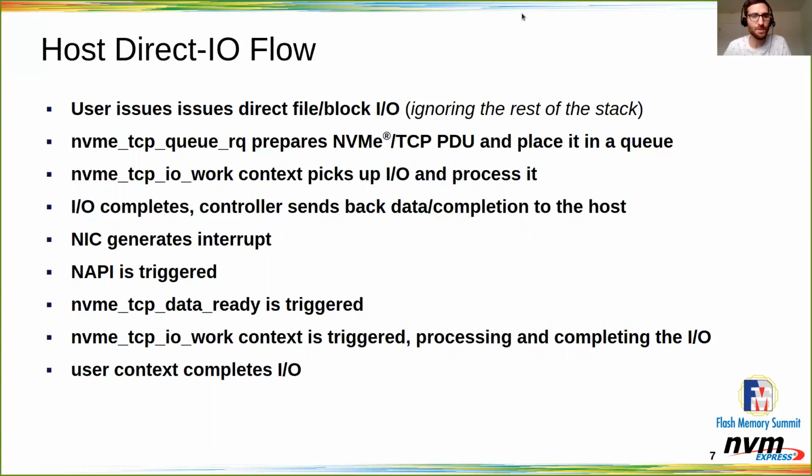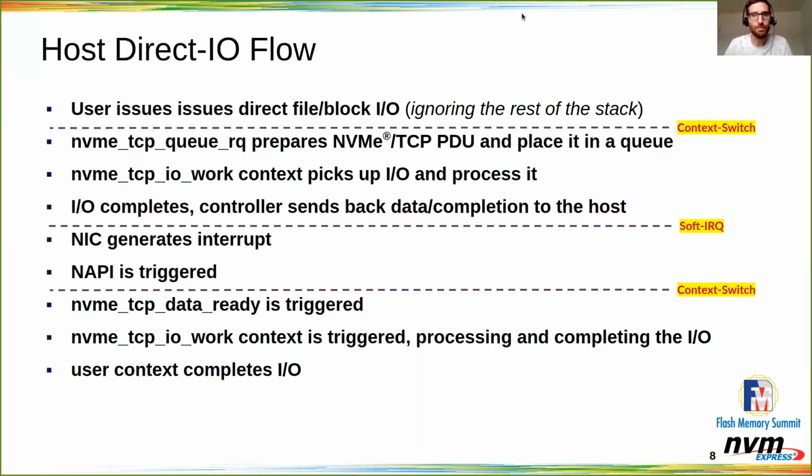It generates an interrupt saying that it has additional datagrams that should be processed by the host. Then NAPI is triggered that basically gets all these datagrams and inserts them into the TCP IP stack and processes it. Then the driver, as the TCP consumer, gets a data ready callback, which at that point triggers the context to process data in the completion and actually complete the IO. And the next one is that the user context completes the IO. If it's an async interface, it probably will get it through get events or a signal.